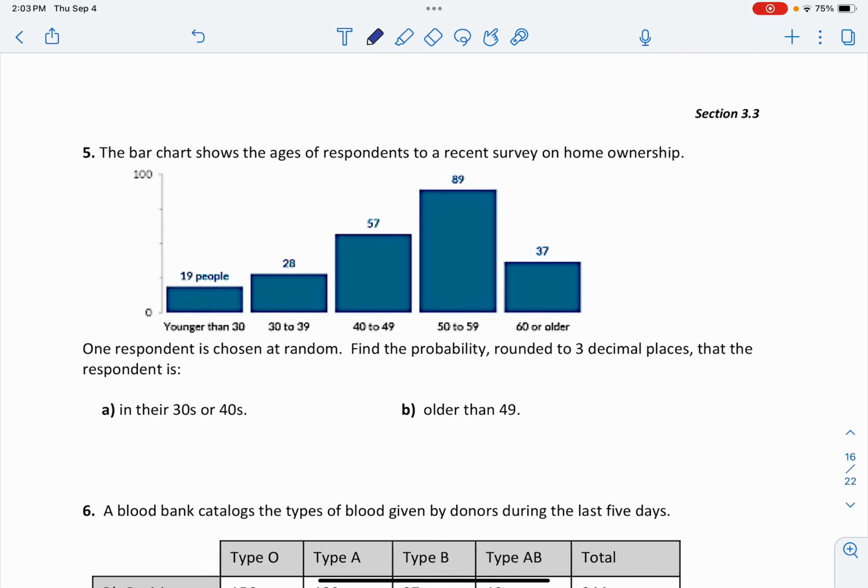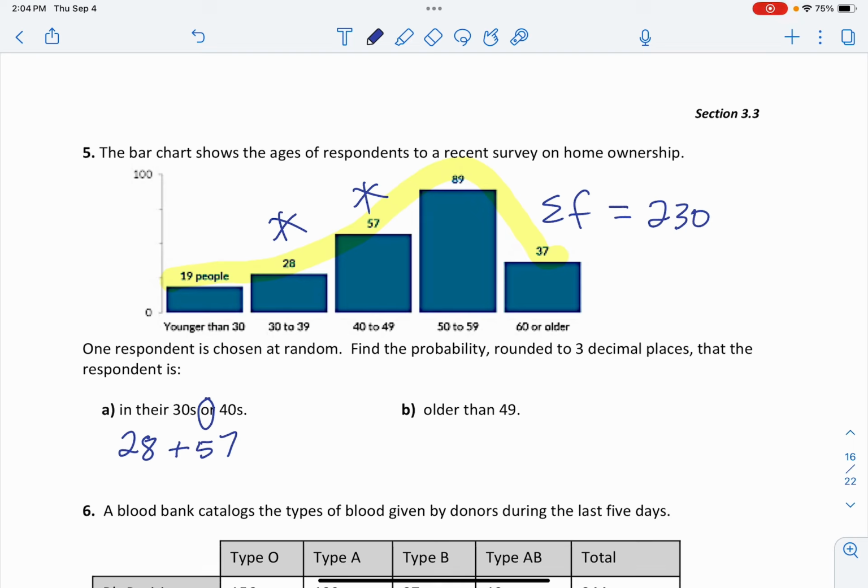So not too bad, right? That's going to be 28 and 57. Now notice I also have to divide by the total for the probability, right? So the sum of all of these numbers, if I add them all up, that equals 230. So that's the sum of the frequencies, right? So I got to divide by 230.